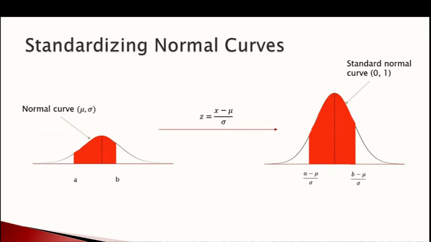So from a normal curve with mean mu and standard deviation sigma on the left, now I have the standard normal curve, 0 and 1, on the right. The red area enclosed in between, even though the shape changes a little bit, remains the same. The area does not change. The area enclosed is the same, even though the shape is transformed. That is how we standardize normal curves. Equal areas, as you can see.